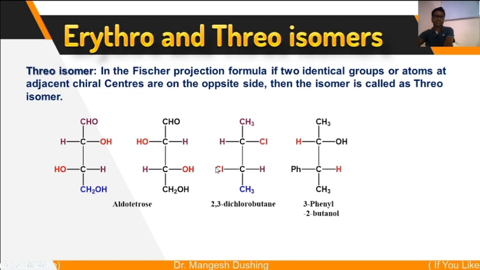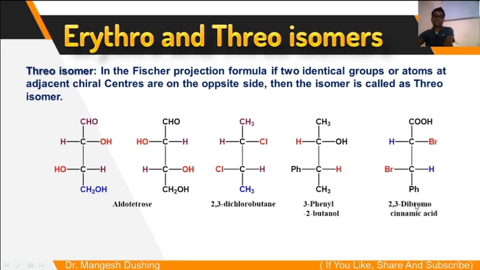Cl, Cl are on the opposite side, threo. H, H, those are the similar atoms, on the opposite side of the main skeleton, then these are called threo isomers. Similar case over here, Br, Br as well as H, H are on the opposite side.